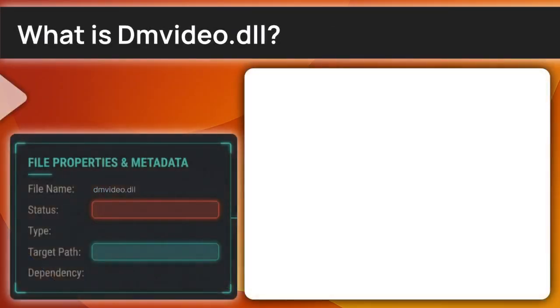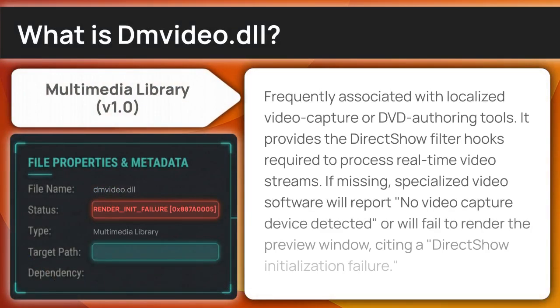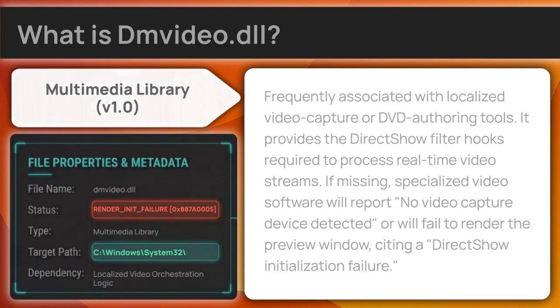This is the Dmvideo Library, frequently associated with localized video capture or DVD authoring tools. It provides the DirectShow filter hooks required to process real-time video streams. If missing, specialized video software will report no video capture device detected, or will fail to render the preview window, citing a DirectShow initialization failure. Now that we've covered what the file does, let's jump into our first fix.